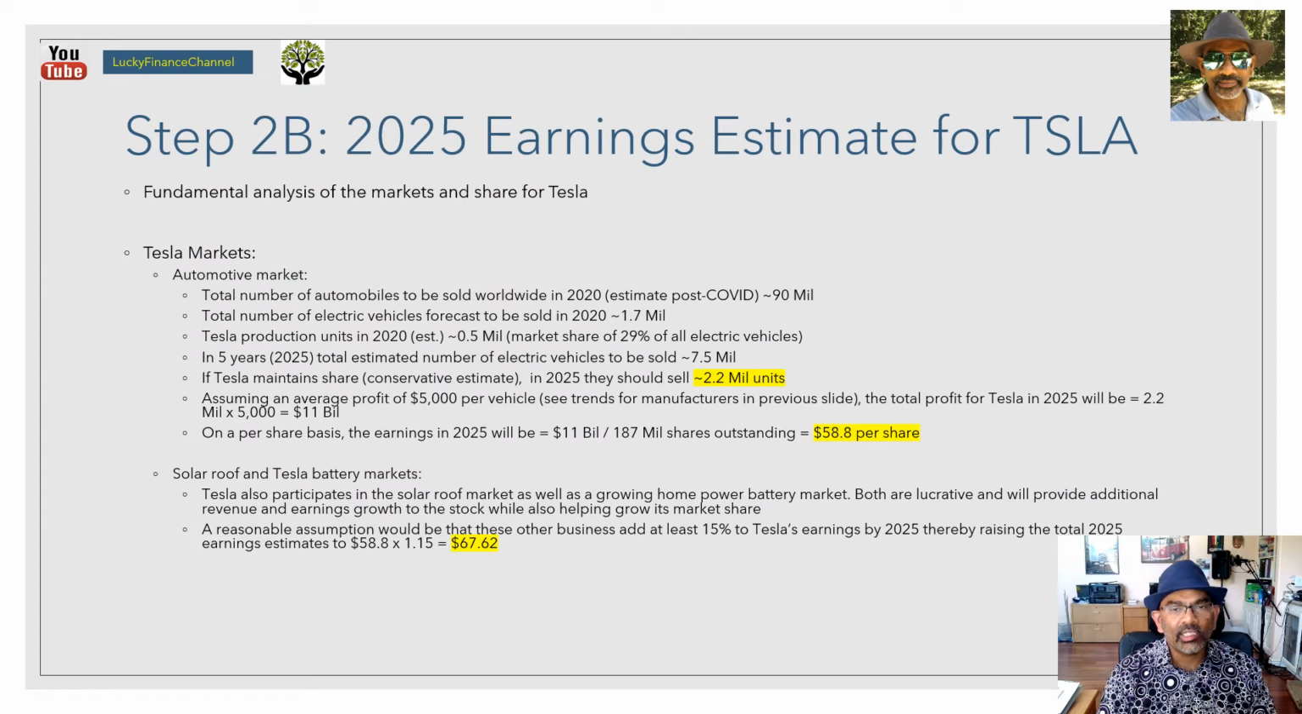So let's do a quick earnings estimate. If you look at the total number of automobiles sold in 2020, which is post-COVID, that's about 90 million. So 90 million cars, trucks, SUVs, etc. will be sold in 2020. And the total number of electric vehicles in 2020 out of that 90 million is only 1.7 million, so like 2% of all the vehicles sold are electric vehicles.